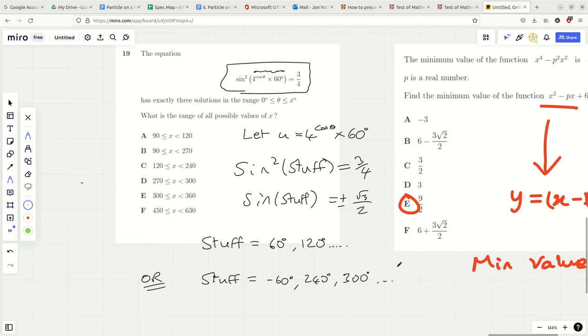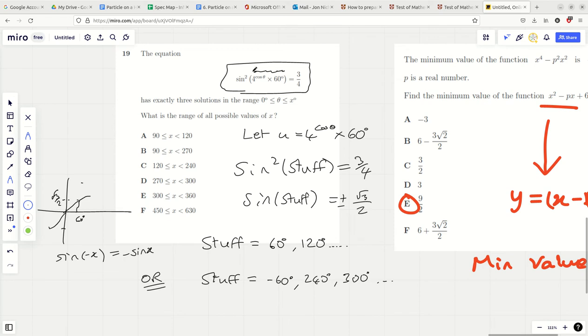I was just checking that inverse sine of minus root 3 over 2 is minus 60. The way I was doing that is just in my head, because you've got this symmetry with sine: sine of 60 is root 3 over 2. It's because it's an odd function, so sine of minus x equals minus sine of x. In other words, sine of minus 60 is minus sine of 60. But anyway, those are our two values for stuff.